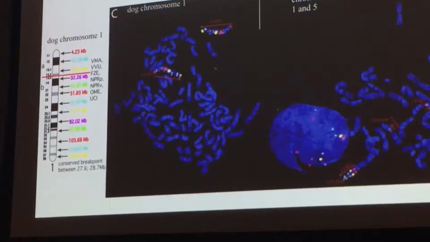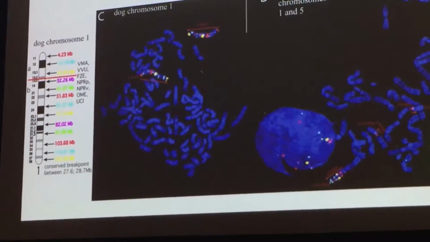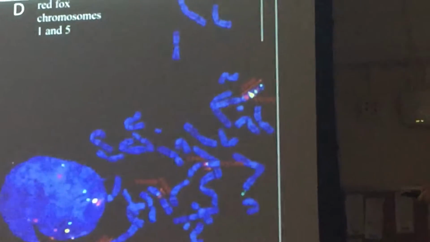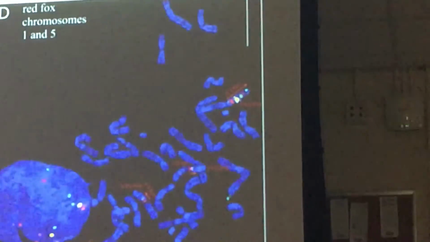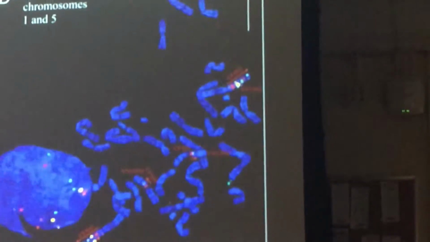Yes? Far right, a little bit above center, is that another chromosome 1? Here? No. Up there? Yeah. Yes. So that's the other chromosome 1 for red fox. So this is chromosome 1, this is chromosome 1, and then this structure here and this structure here are 5.